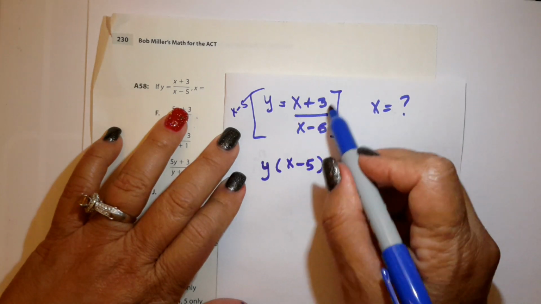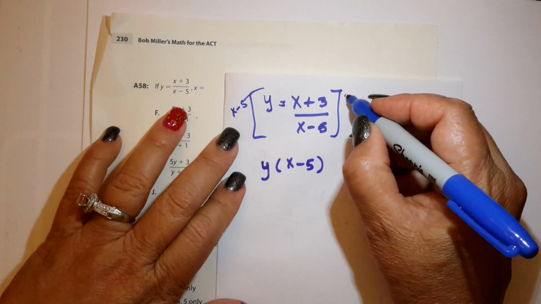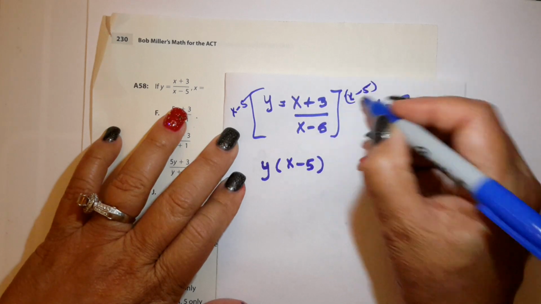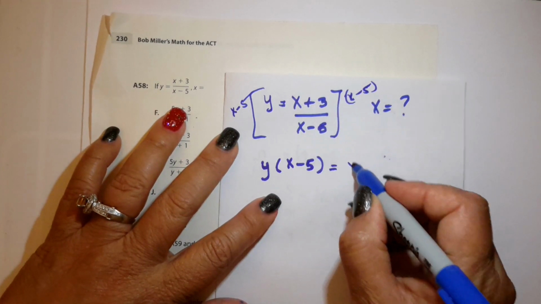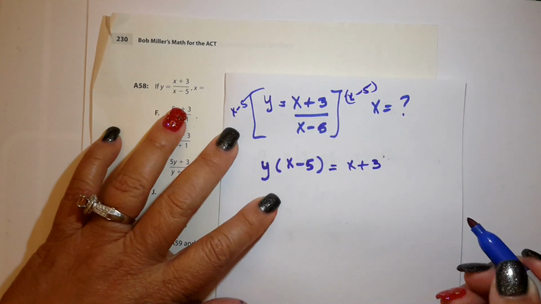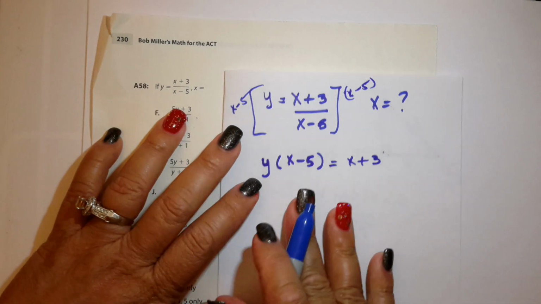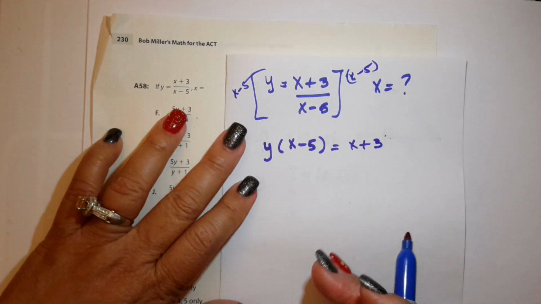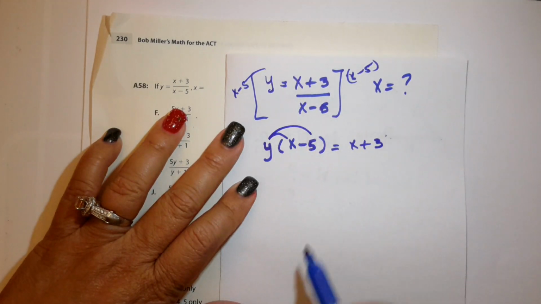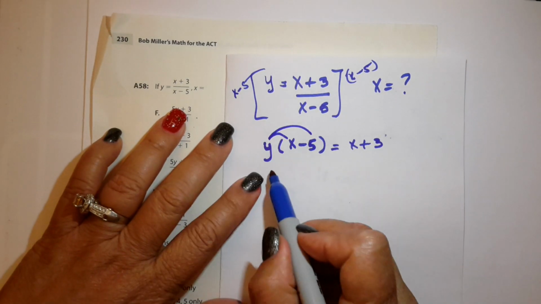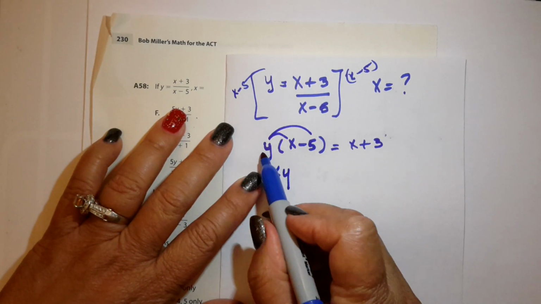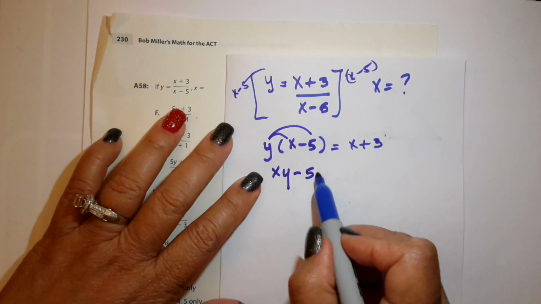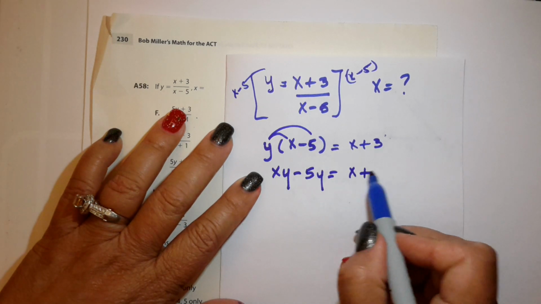And then x plus 3 over x minus 5 multiplied by x minus 5, this is going to cancel. I'm going to have here x plus 3. So it's looking a little bit better because now it's not that complicated. But then I don't have any other choice but to distribute. Y times x is xy. Y times negative 5 is negative 5y, equals x plus 3.